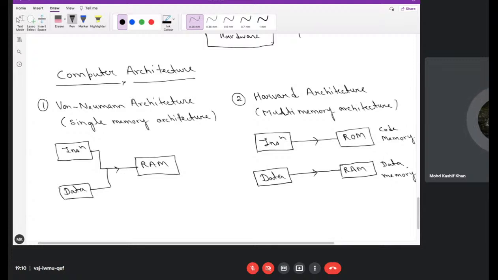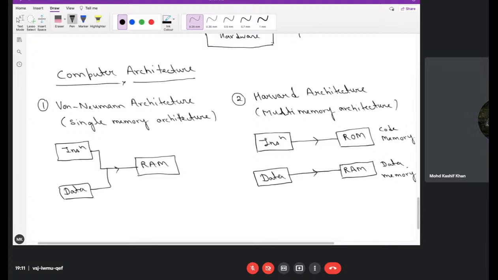Okay. So now write the heading computer architecture. Now write a few points. Computer system functionality is a program execution.